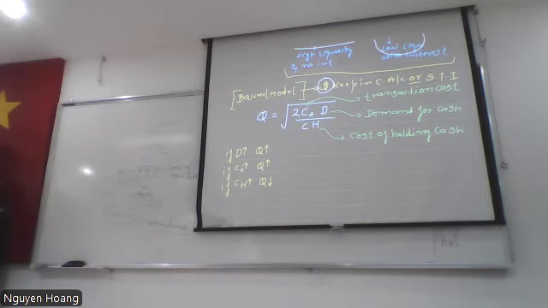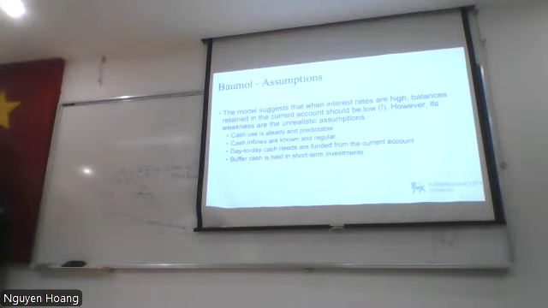So we have some assumptions for the Baumol model, the same as when we were discussing the EOQ method. They are quite similar. When interest rates are high, the balance retained in the current account would be low. What does it mean? If you are receiving a higher return on investment, then you should retain less money in your current account; you should invest it.